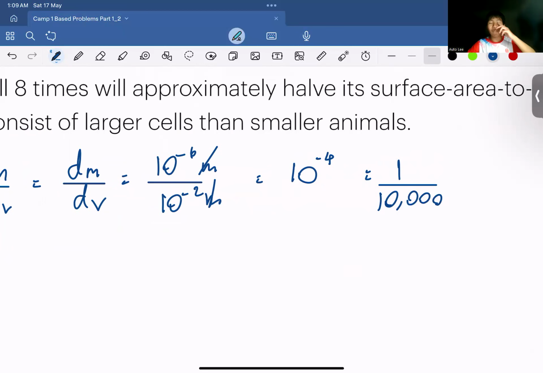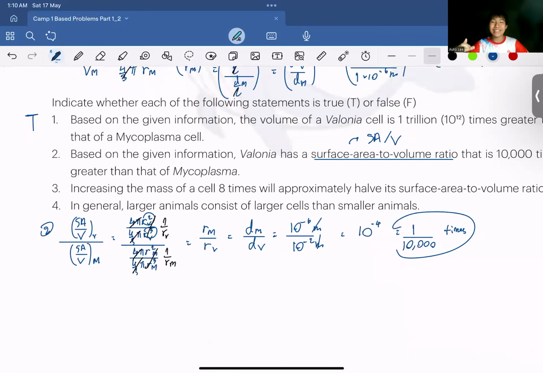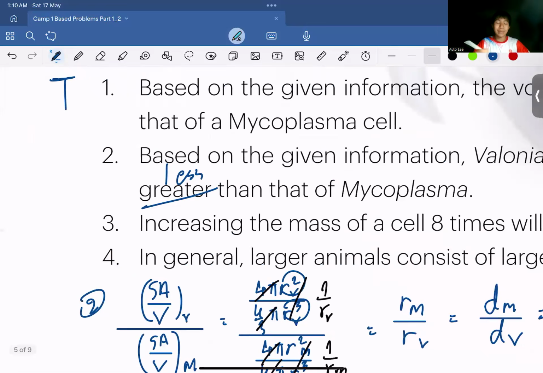exactly 1 over 10,000. Now, you see that we're comparing Valonia to Mycoplasma, and our answer is saying that Valonia here has 1 over 10,000 times this value compared to Mycoplasma, which means that Valonia is 10,000 times less than Mycoplasma in terms of this ratio. So basically, what this statement is getting wrong is that it should be less. So that means number 2 is false.